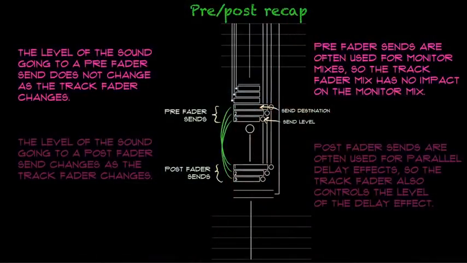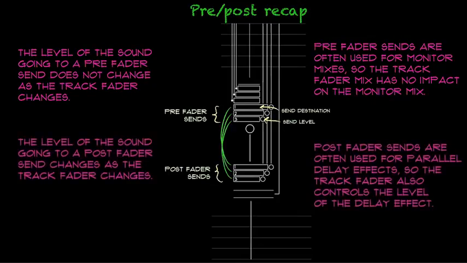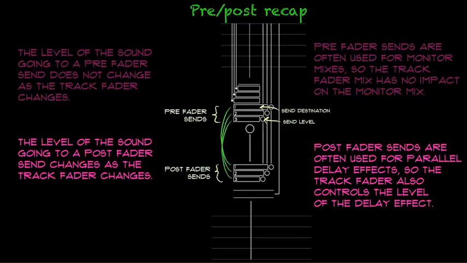So again, we use sends for two primary signal flows. The first one is to configure a monitor mix, in which case we'd use pre-fader sends, and the level of the sends is not related to the track fader level. We use post-fader sends when setting up parallel effects like reverbs or delays, and the track fader level will actually change what is being sent to the reverb aux track.